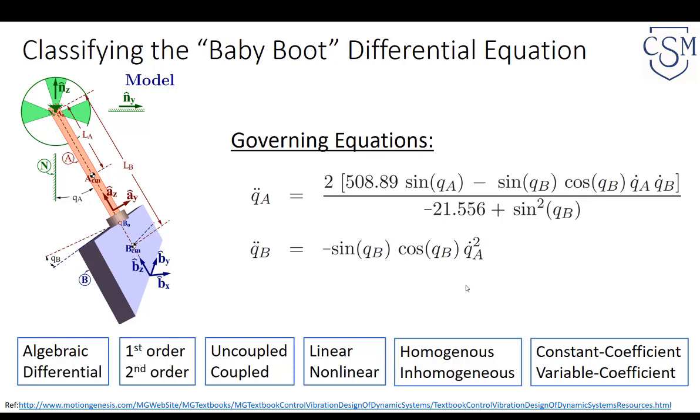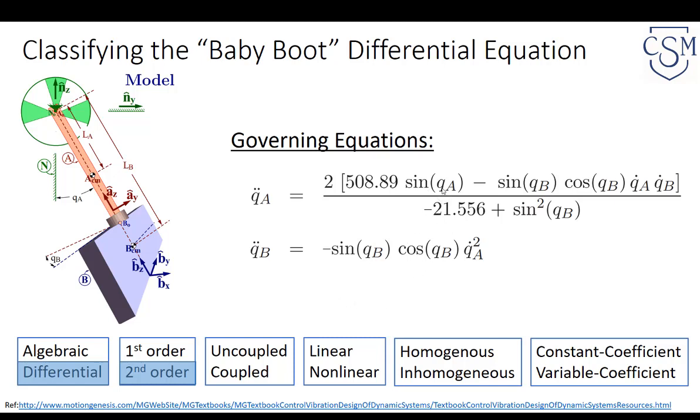What would be the classifiers for this set of differential equations? Well, we already said differential equations. That is because the angle QA and the angle QB is a second order differential equation. So we have differential equation. Both equations are of a second order. And to understand if it's coupled or uncoupled, we would want to see if QA or QB showed up in more than one set of equations.